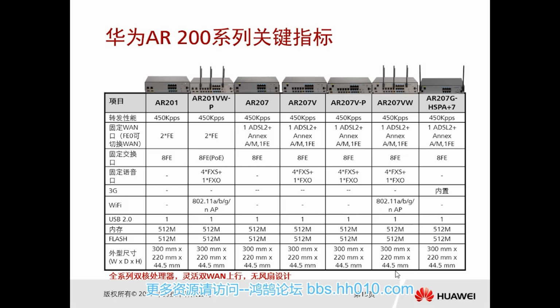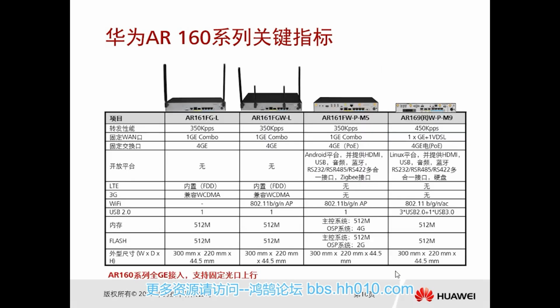In other words, all the products in this series are dual core processors with flexible dual WAN uplink, designed without a fan. Next, let's take a look at the AR160. The entire set is interconnected. It means all our electrical ports support fixed upstream on one optical port. In other words, for the upstream, it can support some corresponding optical ports.